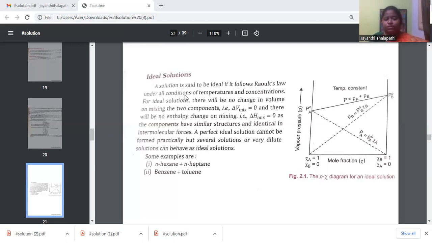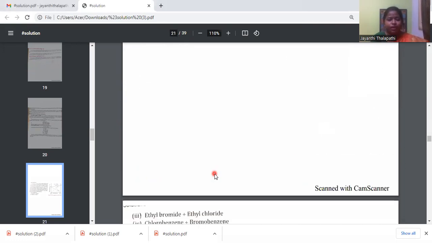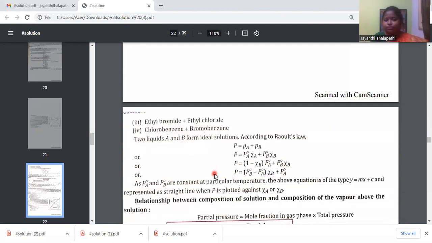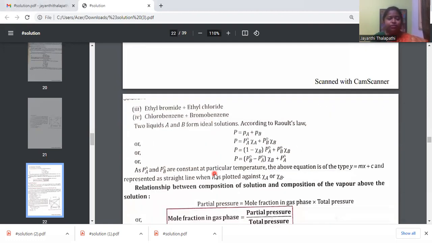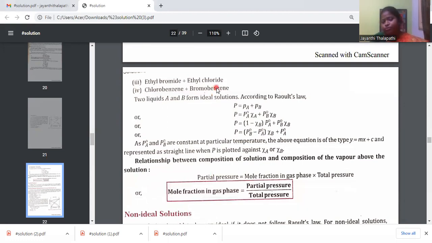You should know a perfect ideal solution cannot be formed practically, but several dilute solutions behave as ideal solutions. Examples: n-hexane and n-heptane mixture, benzene and toluene mixture. What is toluene? Benzene ring with CH3. Ethyl bromide and ethyl chloride mixture, chlorobenzene and bromobenzene mixture. These are all ideal solutions, right?